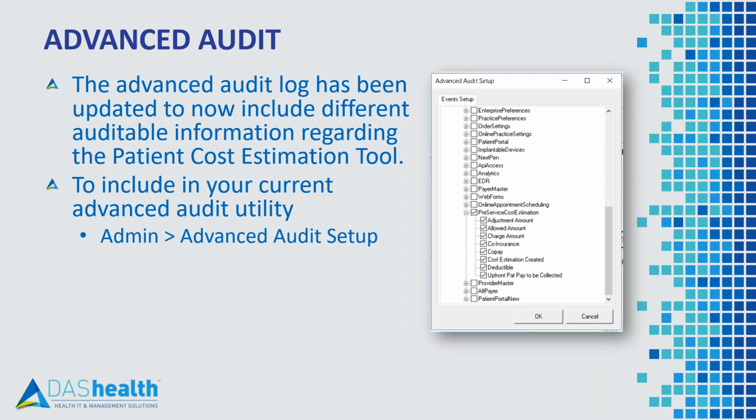So, to include that into your current advanced audit utility, going into that admin and then advanced audit setup from your PM application, is going to allow you to see when maybe that cost estimation had been created, or if that adjusted amount, allowed amount, charged amount, things like that were pulled through on that cost estimation.